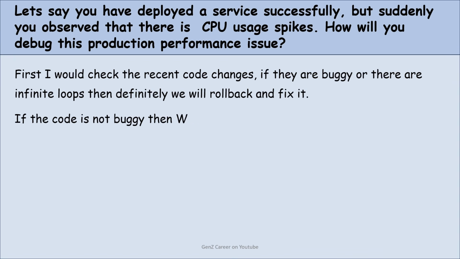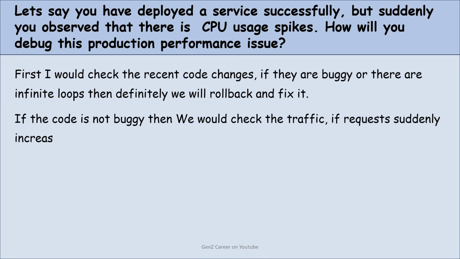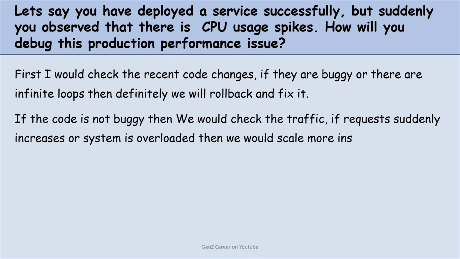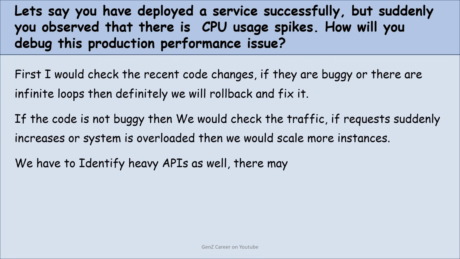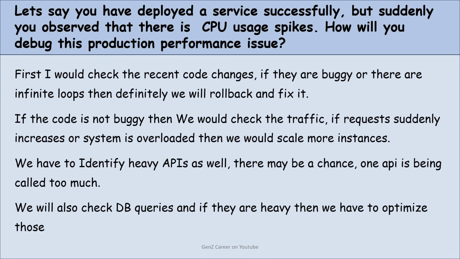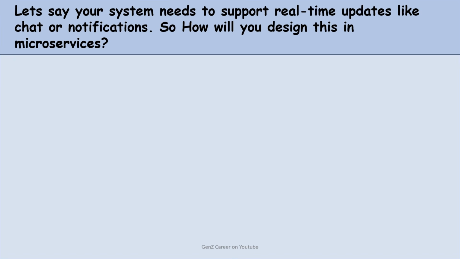If the code is not buggy, then we would check the traffic. If requests suddenly increase or the system is overloaded, then we would scale more instances. We have to identify heavy APIs as well. There may be a chance one API is being called too much. We will also check DB queries, and if they are heavy, then we have to optimize those as well. Are you getting my point? Moving to the next question, guys.